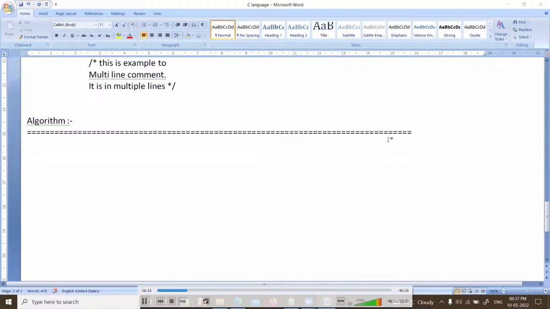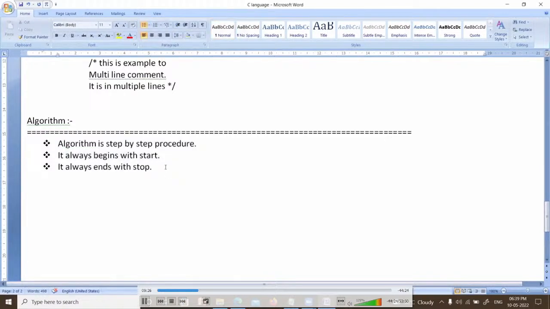And it always ends with the stop. It always ends with stop. Now, what is algorithm? Algorithm is nothing but step-by-step procedure. Algorithm always begins with which letter? Start letter. Algorithm always ends with which letter? Stop letter. Right. If you want to perform any operation, you have to use calculate keyword.